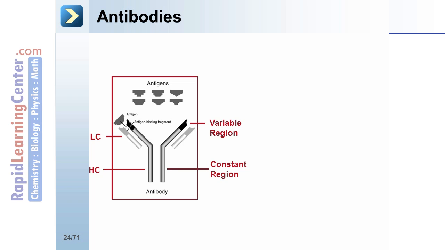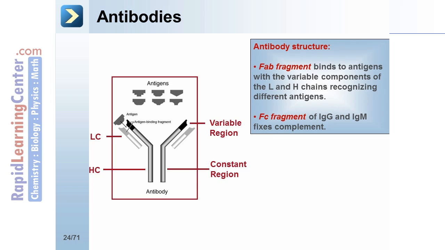We've spent the last few minutes discussing antibodies. Let's take a closer look now at antibody structure. The Fab fragment of an antibody binds to antigens with the variable components of the L and H, or light and heavy chains, recognizing different antigens. The Fc fragment of IgG and IgM fixes complement.